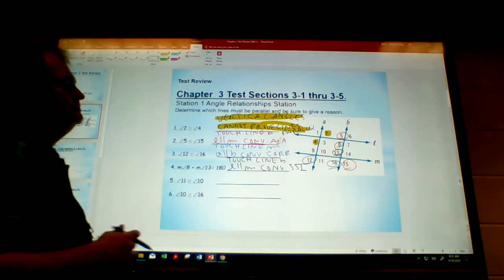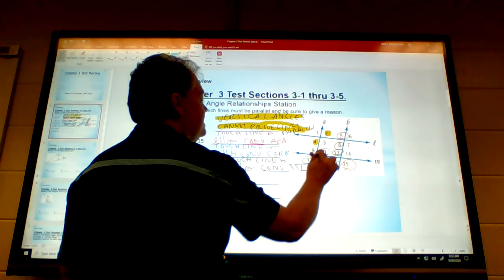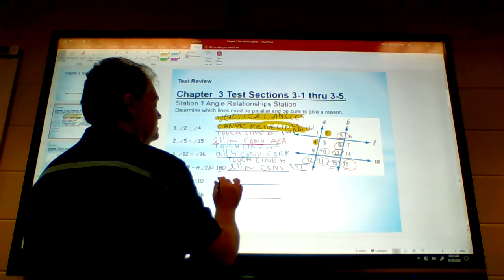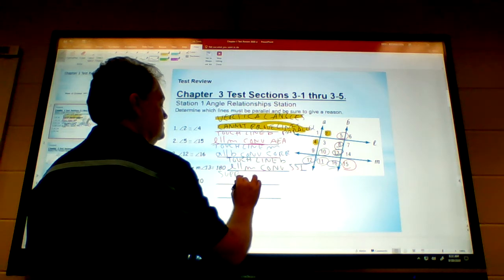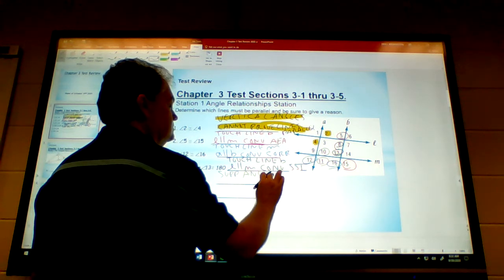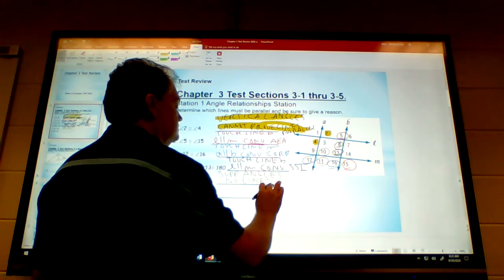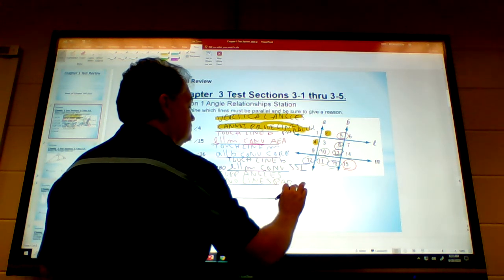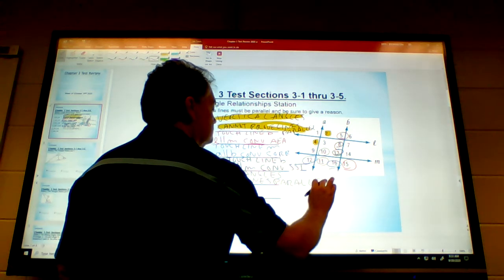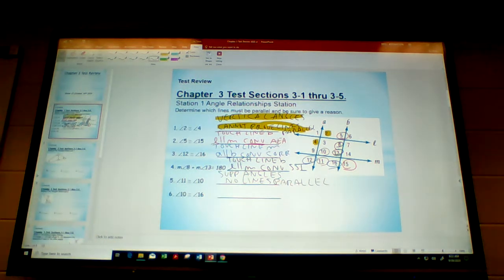Okay, now, we got a couple more here, 11 and 10. Those are just supplementary angles. And because of that, no lines are parallel.